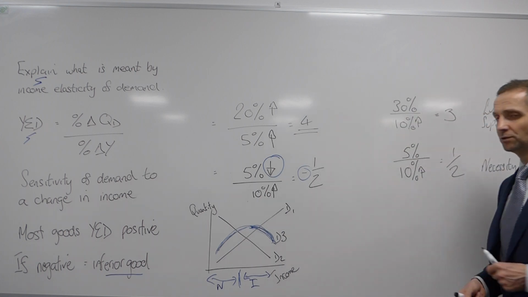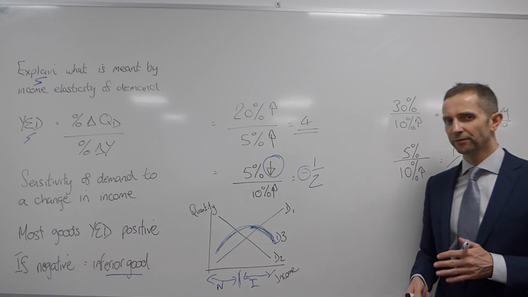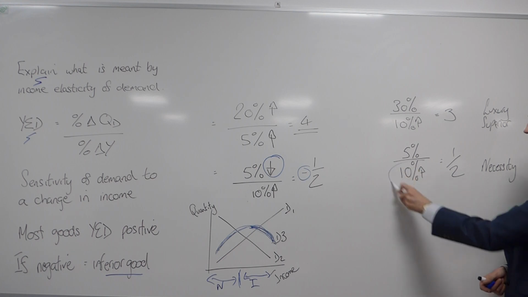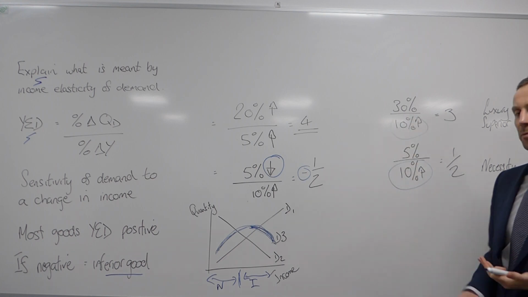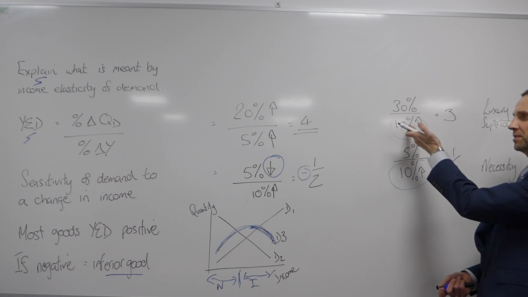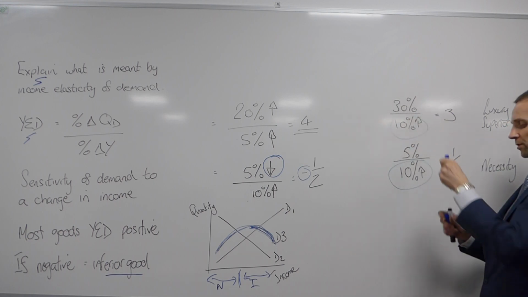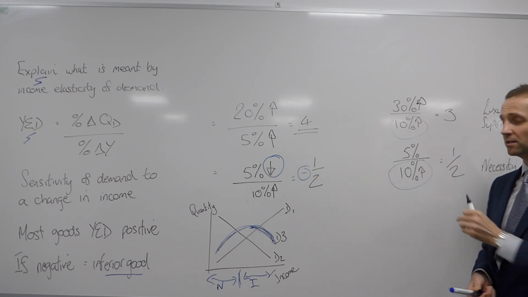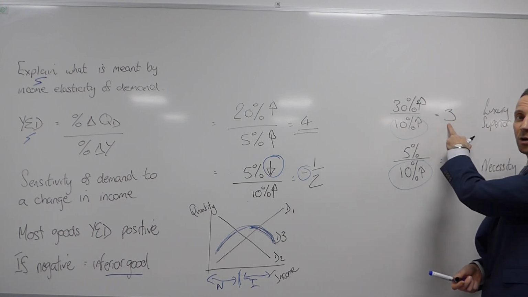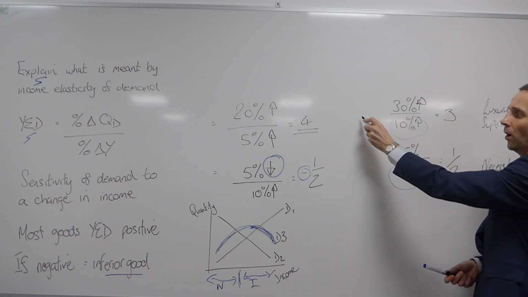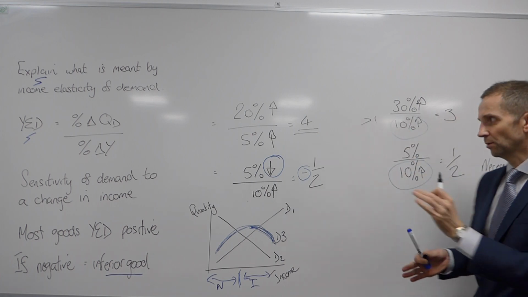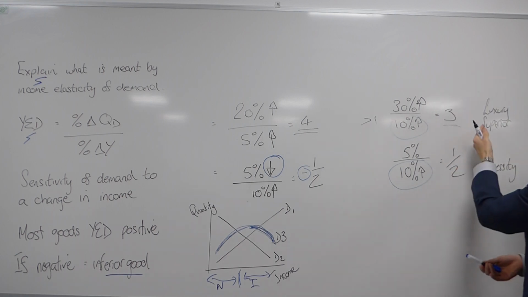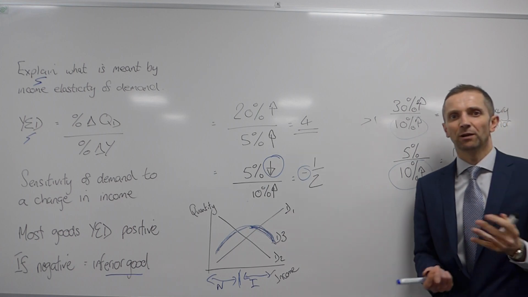Okay, finally, to close this one off and keep it relatively short and sweet, here I always like to use 10% on the bottom line just to keep the numbers simple. A 10% increase in income, and a 30% increase in quantity demanded. The outcome is 3. Now, if YED is greater than 1, which 3 obviously is, then we tend to categorise that as a luxury good, or sometimes known as a superior good.